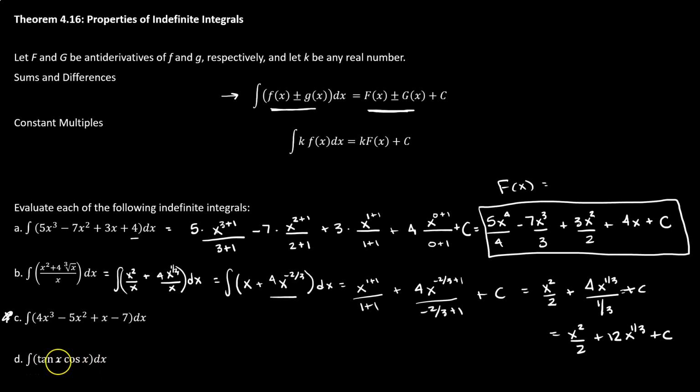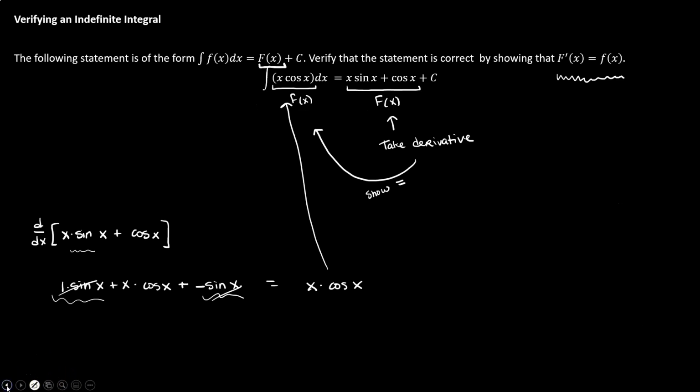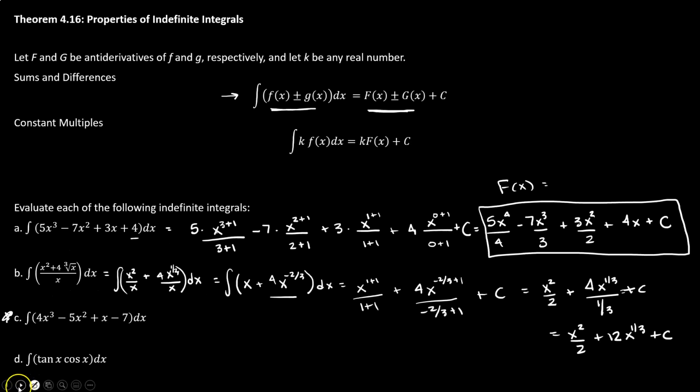Part D, in order for us to integrate this one, we need to go back to that table that we had. Let's go back. Where did it go? My slides aren't letting me go back, so we won't. But we need to look on that table and find the antiderivative for tangent x times cosine x. And looking, I don't see one. So we can't use the table here.